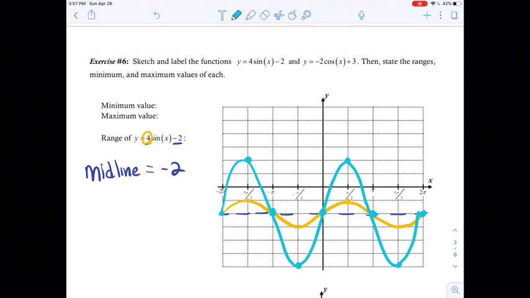So my minimum value, my smallest value here is -1, -2, -3, -4, -5, -6. And my highest value is +1, 2.